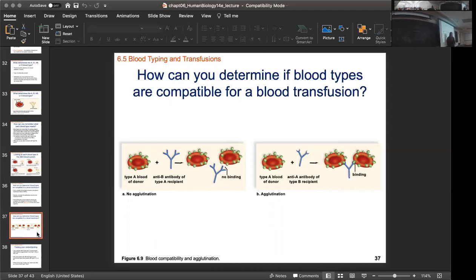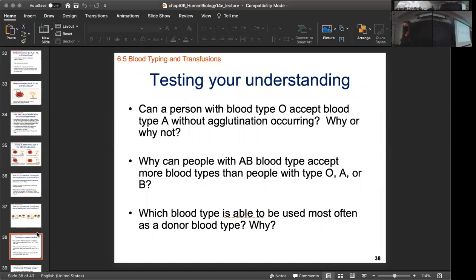But this one over here, if type A blood is trying to donate to somebody who's actually type B, or who has the anti-A antibodies, you can see that the antibodies attach to those antigens, and it forms this clumping. It's like, you're a foreign substance. My body doesn't like you. That's kind of what happens.